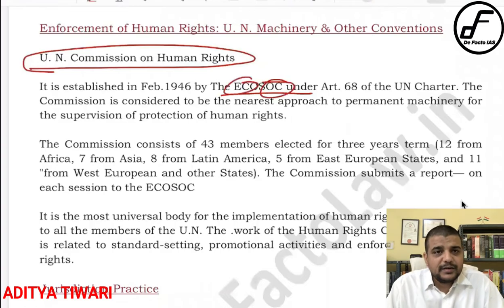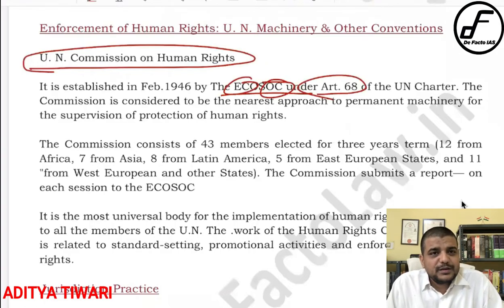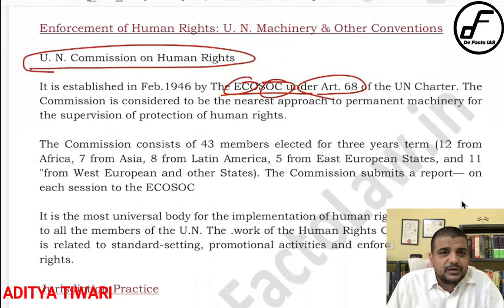Article 68 actually provides that, for the purpose of enforcing or studying human rights, the Economic and Social Council may come up with certain commissions, certain investigative bodies, certain research, etc. Right? So everything shall be done by ECOSOC. So ECOSOC, for the purpose of enforcement of human rights, has created multiple commissions, and one of the most important ones is the UN Commission on Human Rights.